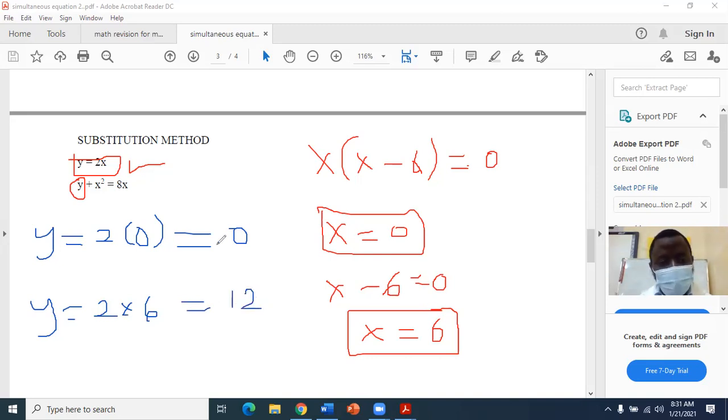So x is 0, y is 0. x is 6, y is 12. I hope you understand this also. Right?